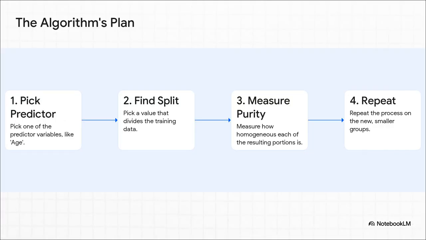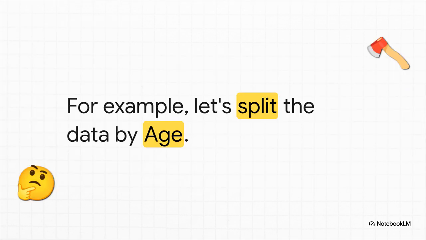And the process looks pretty much like this. First, the algorithm picks a variable to test, let's say age. Then, it finds the best way to split the data using that variable. In our case, it could be 3 age brackets. Then, it actually measures how much clearer the picture gets after that split. And then, it just does it all over again on the new groups it just created. It's a loop. So let's actually walk through that first step together.